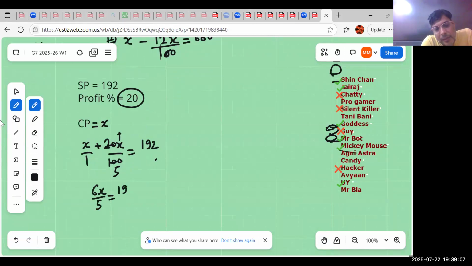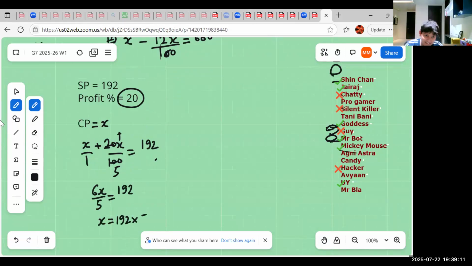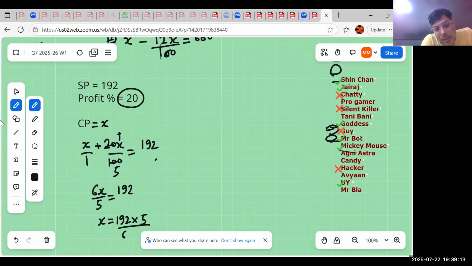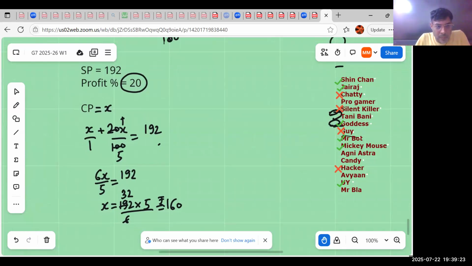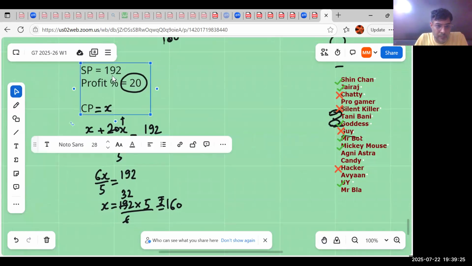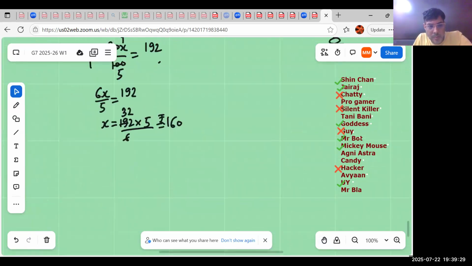आपने अव्यान क्या किया था? तो मैंने गलती से 20% ऑफ एसपी कर दिया. Upon 6. So that is equal to what? 32. 32 into 5 is 160. So have we understood? Next question I'm making.